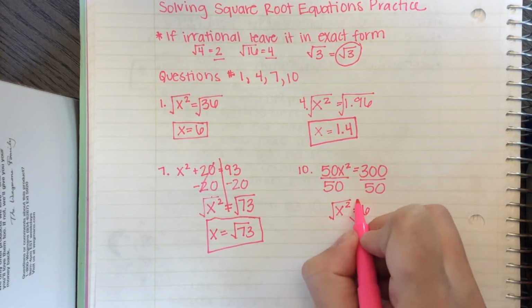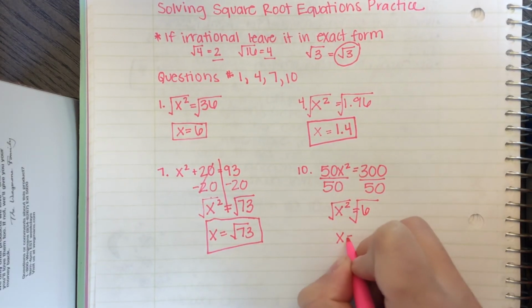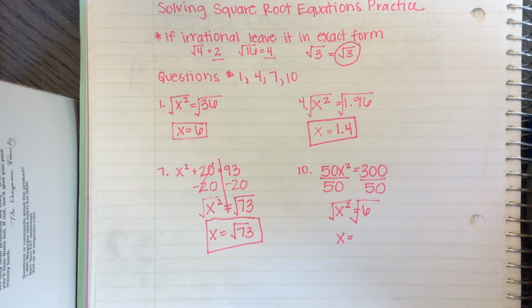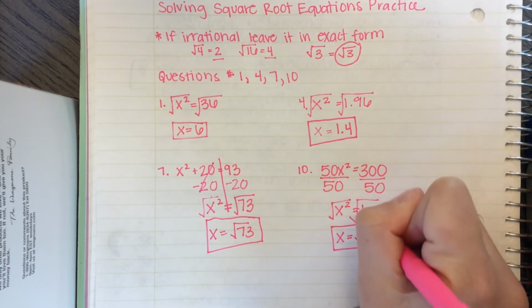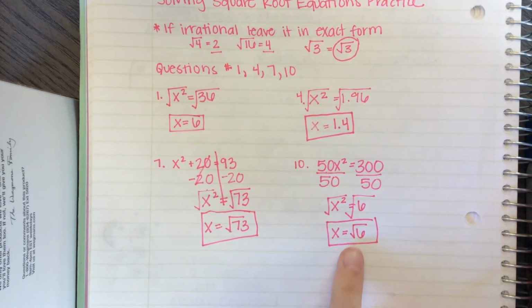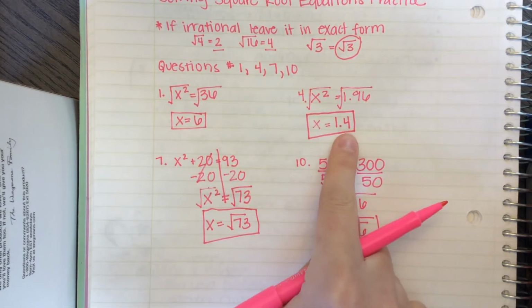My last step is to undo the squared, so I'm going to take the square root. And I get x equals, if you take the square root of 6, that's an irrational number. So I'm going to leave it as the square root of 6. Anytime it tells you to leave your answer in exact form, you're going to leave it with the square root if it's irrational. Or if it's nice, you just leave it as a nice number.